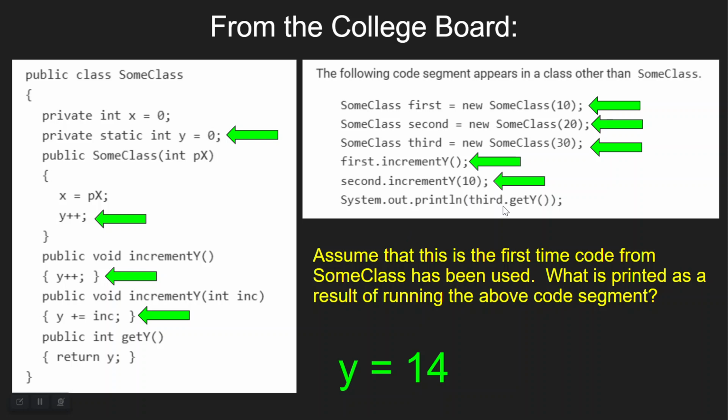Finally, we get to our print statement where we are calling third.getY. So even though we called this method with first and this method with second and this method with third, remember that y is common to all of the objects of the class, and they all have access to it. So you can call get y with the third object, and that will print 14. So hopefully you came up with the answer of 14. If not, hopefully this cleared things up. But obviously we're going to get a lot more practice with it in class.